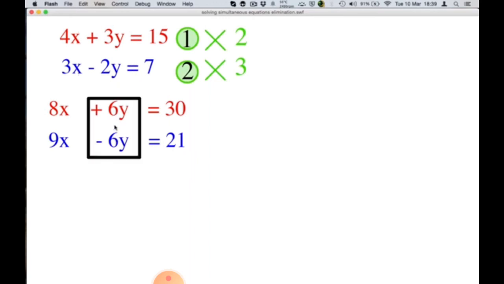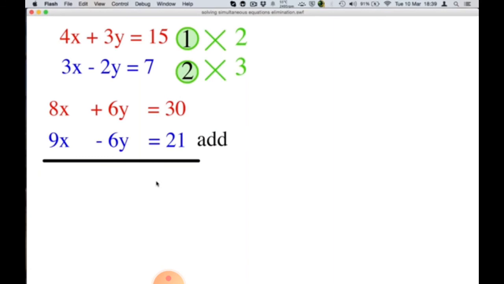Now, let's have a little look at those y's. Notice the numbers in front of the y's are now the same. But the signs in front of the y's are different. We have a positive sign and a negative sign. This is what we wanted. When we add these two equations together, which you'll see how to do in a second, it will cause the y's to disappear. So let's add these equations together.